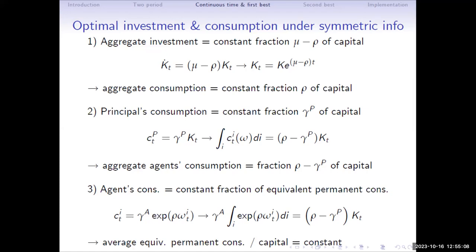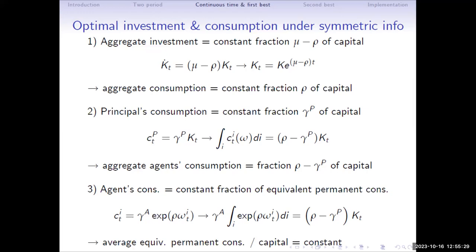Now we have mu minus rho, which is invested, and therefore rho that is consumed. So a fraction rho of capital is consumed every period. The principal is consuming gamma p. So what is left for the consumption of the agent is rho minus gamma p. So the aggregate consumption of the agent is going to be rho minus gamma p.